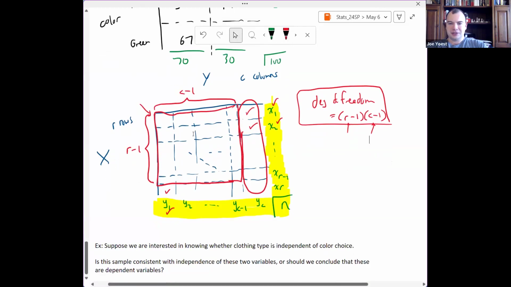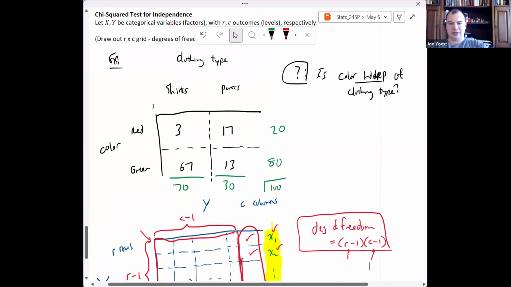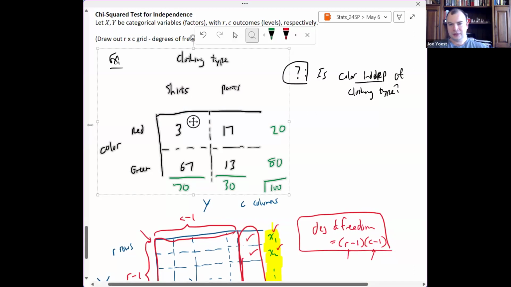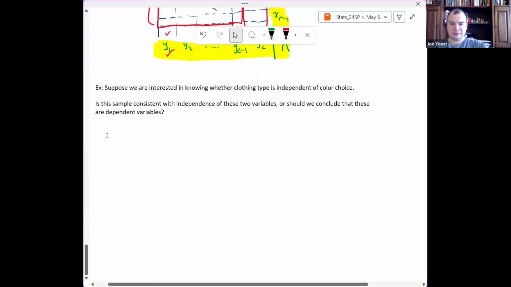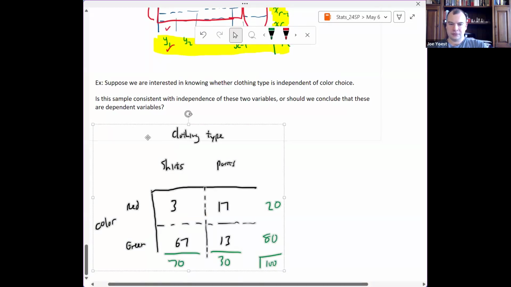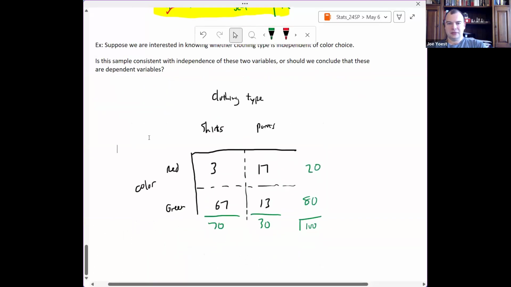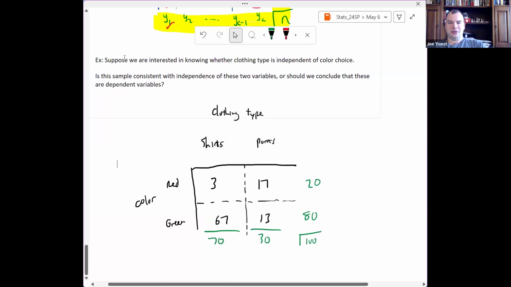Okay, so let's take this grid here. I'm going to see if I can just copy it down. That'll work. I think that got everything. All right, good. So let's look at this example. We're interested in knowing whether clothing type is independent of color choice.